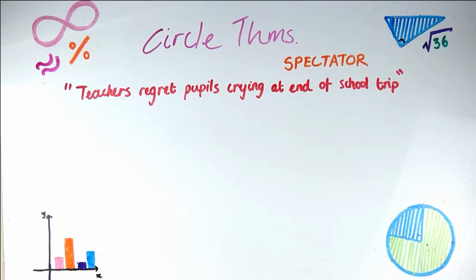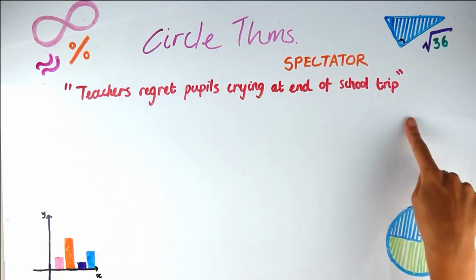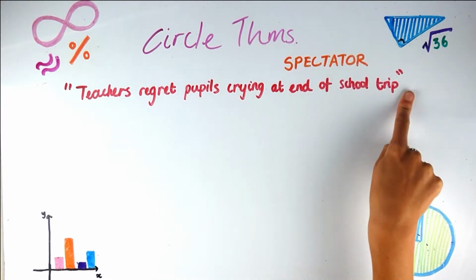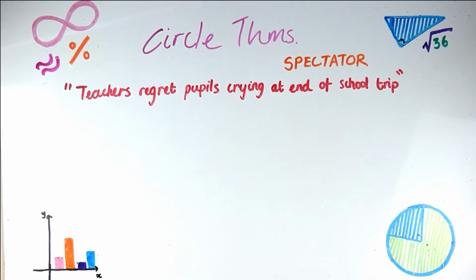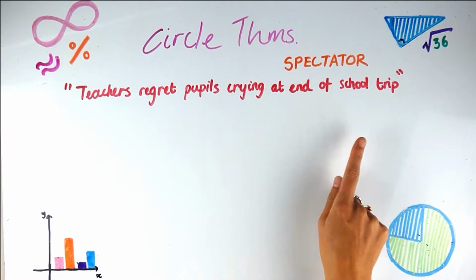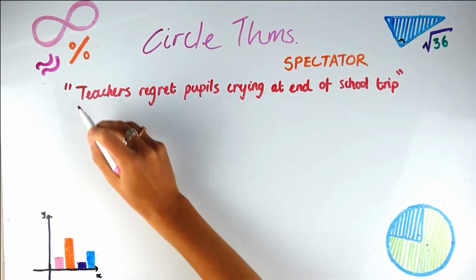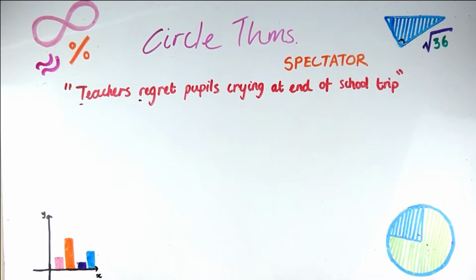So as we can read on the board, it says SPECTATOR and it also has this weird quote. These are two different ways to help you remember all the different circle theorems. So we'll see how SPECTATOR is used, and then this quote: Teachers Regret Pupils Crying At End Of School Trip. All these first letters stand for a circle theorem.